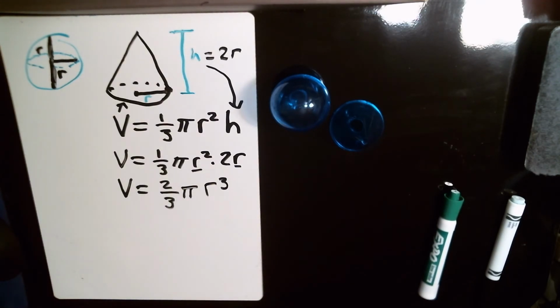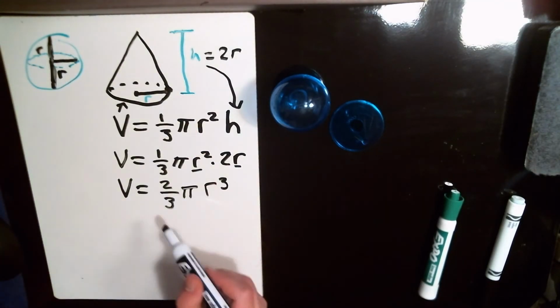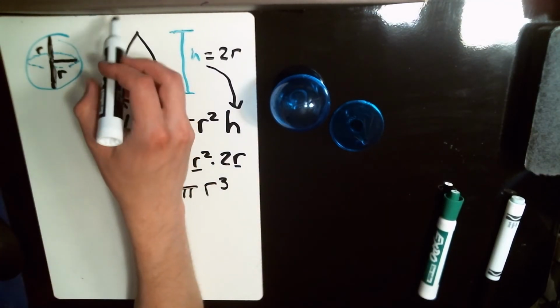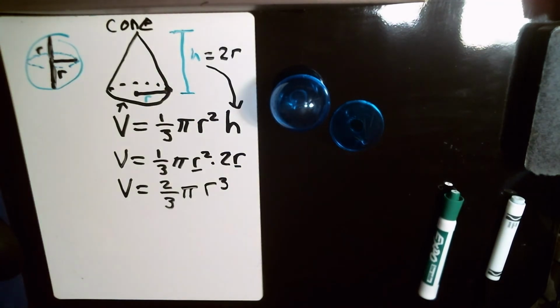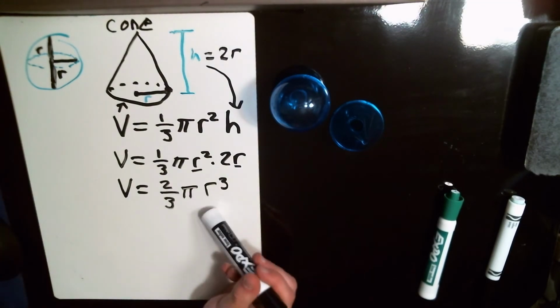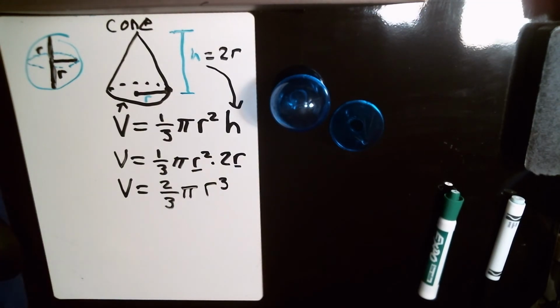Okay? So the volume of this cone is 2/3 pi r cubed. So we take the radius of the sphere, and the volume of the cone will be 2/3 pi r cubed. So what's the volume of the sphere then?